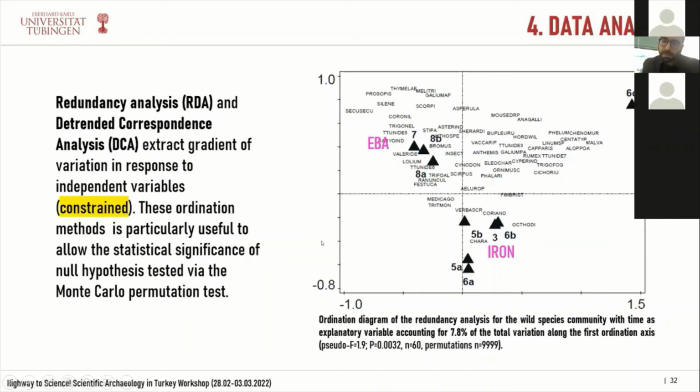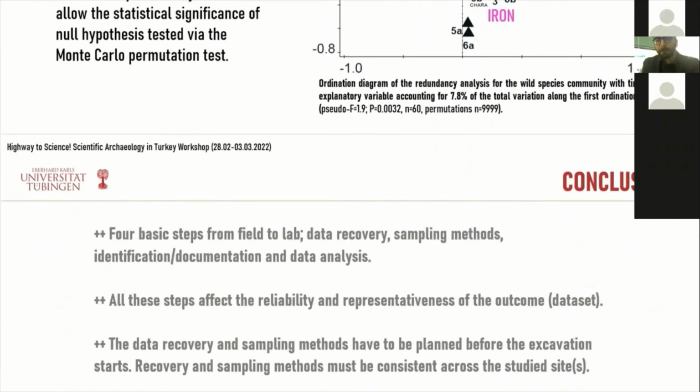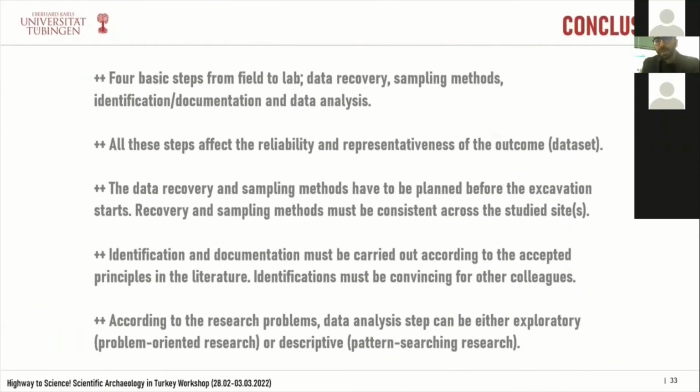These 2 ordination techniques are also important because they can give us the statistical significance of our hypothesis. They are also calculating this. They are doing this Monte Carlo permutation test. So we can have a significance test after these ordination techniques. All right. In conclusion, I described 4 basic steps from field to the lab.